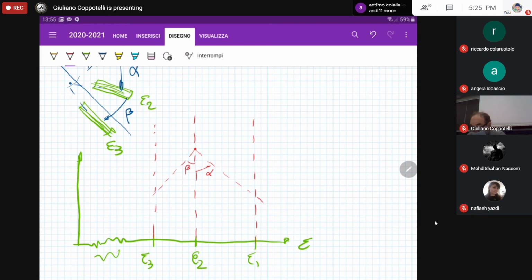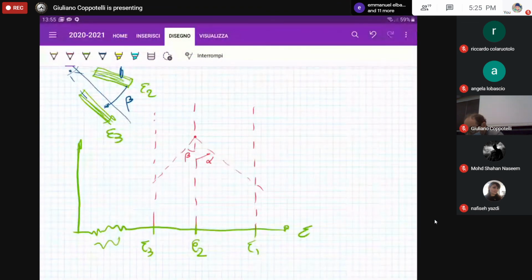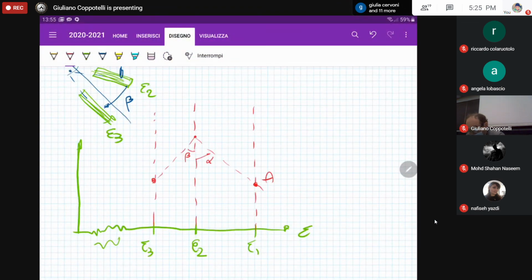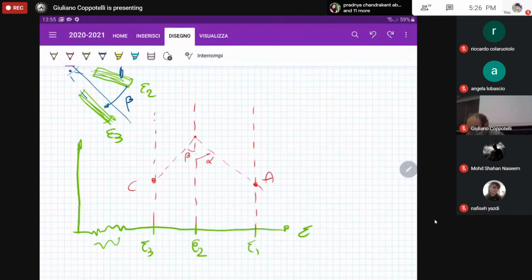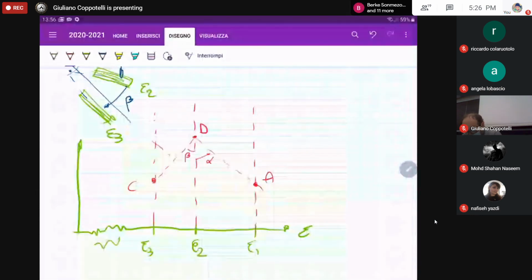These lines intersect the vertical line passing through epsilon 1 and passing through epsilon 3 at 2 points. Let me call these points A and C. This one is called D, sorry, I forgot to mention that. And then, considering these 2 different straight lines, that is the segment CD and the segment DA, we draw the median lines of the 2 straight lines like this, and this one.